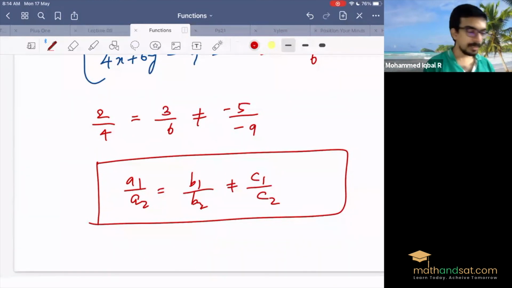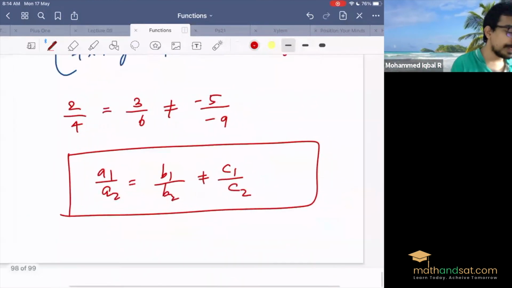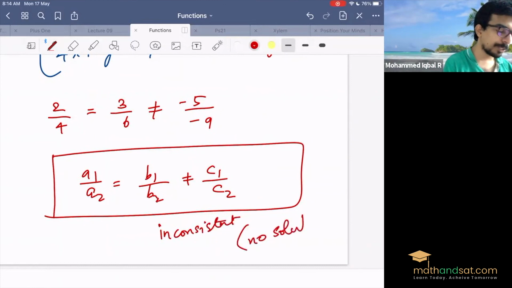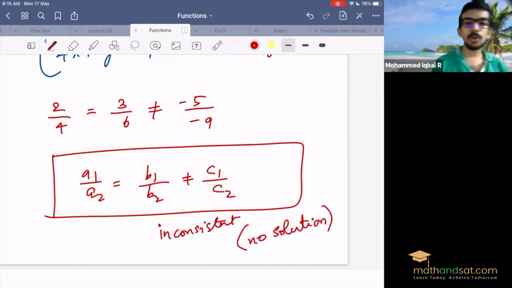In this case, we say the system is inconsistent, which means there is no solution. Why no solution? There is no common point. Inconsistent means no solution. Consistent means it has some solution. Is that clear?